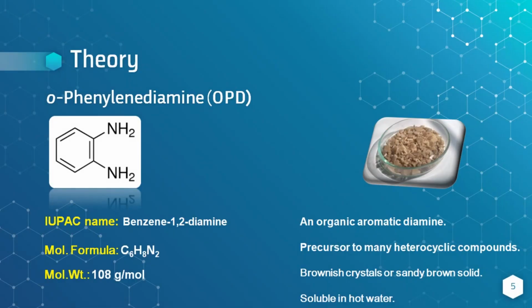Second compound is orthophenylene diamine. Its IUPAC name is benzene 1,2-diamine. You can see a benzene ring, and on the first and second position there is NH2, that is amine. So benzene 1,2-diamine. Molecular formula is C6H8N2 and its molecular weight is 108 grams per mole.